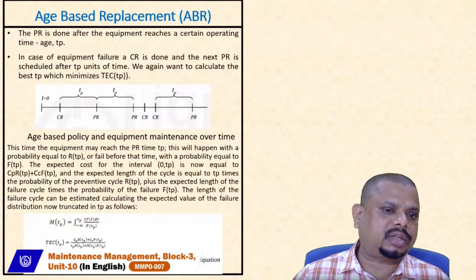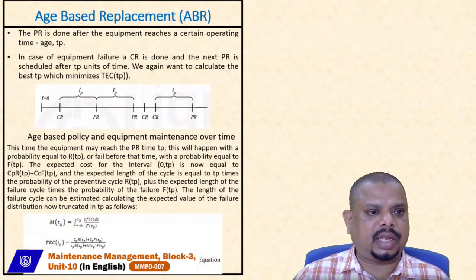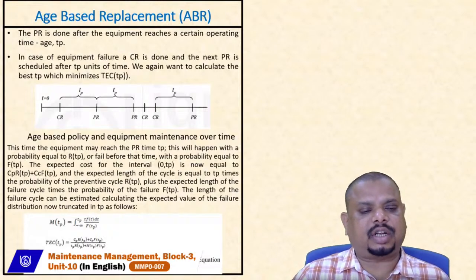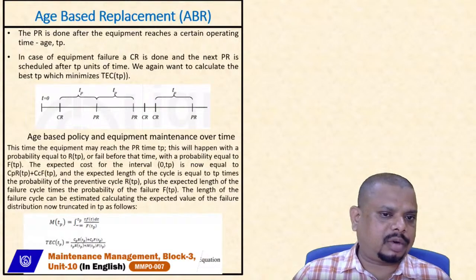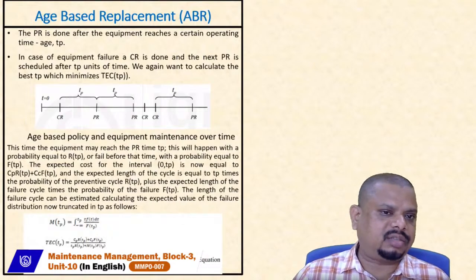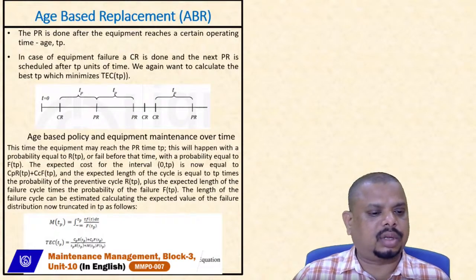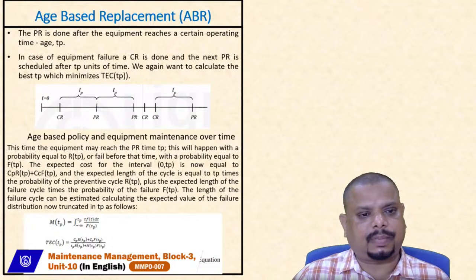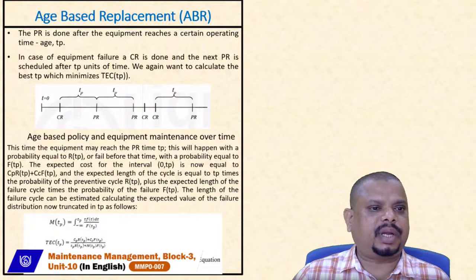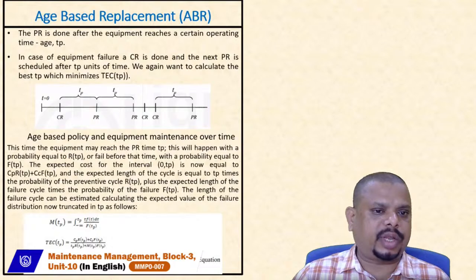Moving to the next one, age-based replacement. As I already gave the example of the pump, the company has recommended that this particular pump lasts for 50 years. So if it is approximately near 15 years, you have to apply age-based replacement for a certain amount of equipment and machines. Here the PR, or replacement, is done after the equipment reaches a certain operating time age, which is denoted as TP.